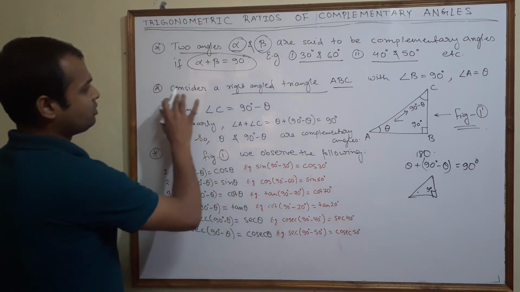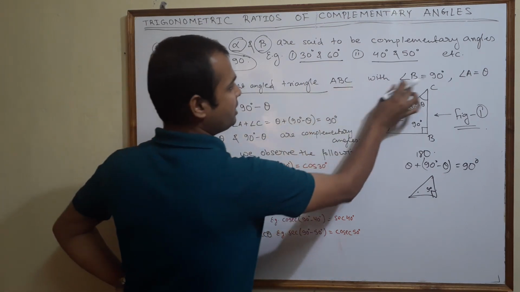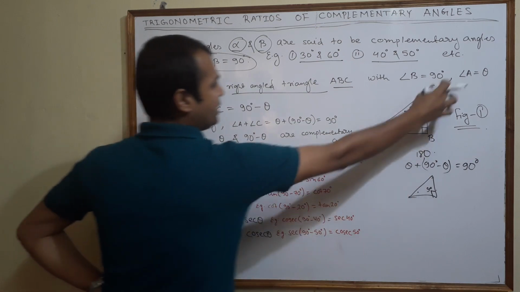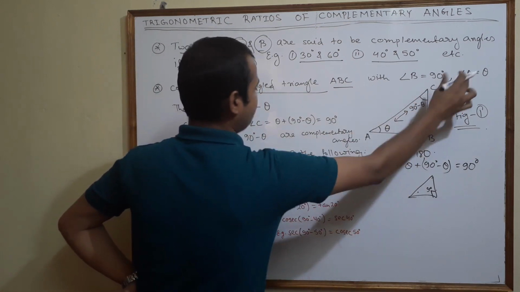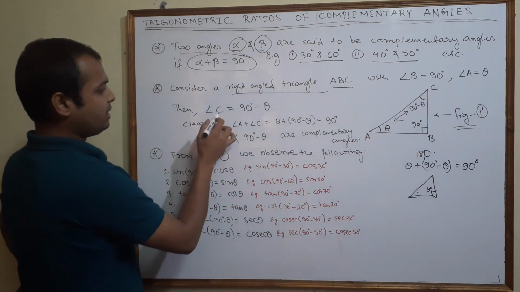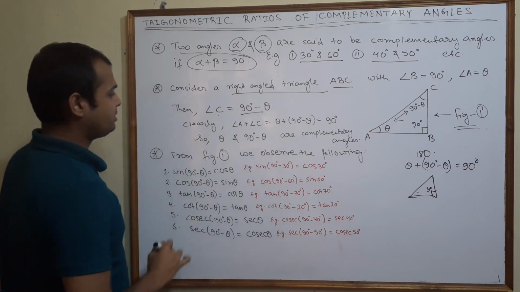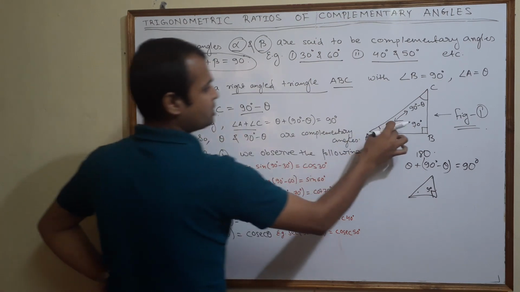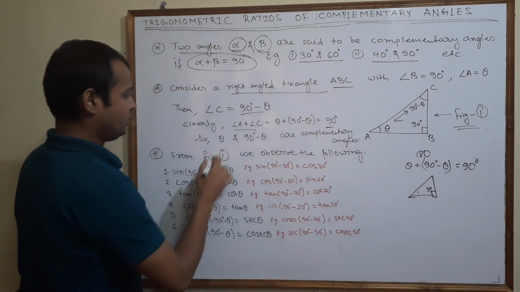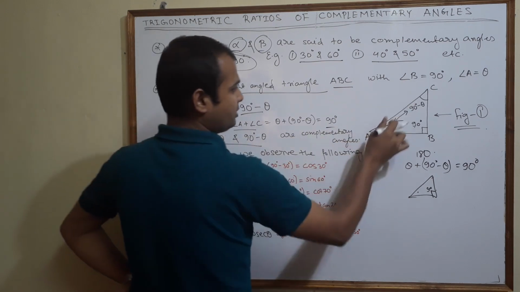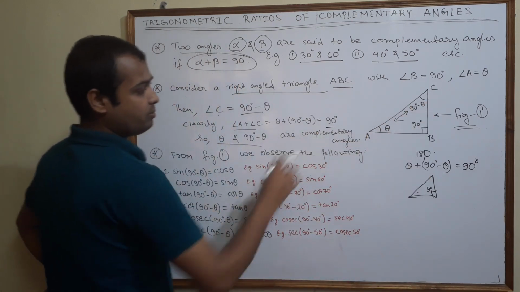So consider a right angle triangle ABC with angle B equal to 90 degrees. Your angle A, this one, is theta. Then angle C will be 90 minus theta. Clearly, when you take the sum of these two, you will get 90. So these two angles, theta and 90 minus theta, are complementary angles.